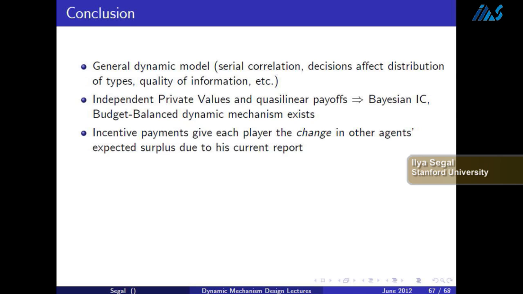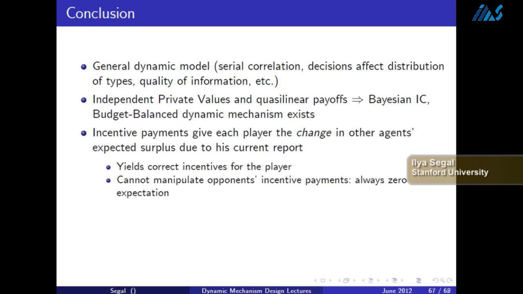Instead of basing the incentive payment on the total expected utility of the other agents, we base it on the change in the total expected utility of the other agent. Just one thing, we'll use the change due to the current report, and that turns out to be enough to work because it yields correct incentives for this player, but also prevents the opponents from manipulating the expectation of these incentive payments.